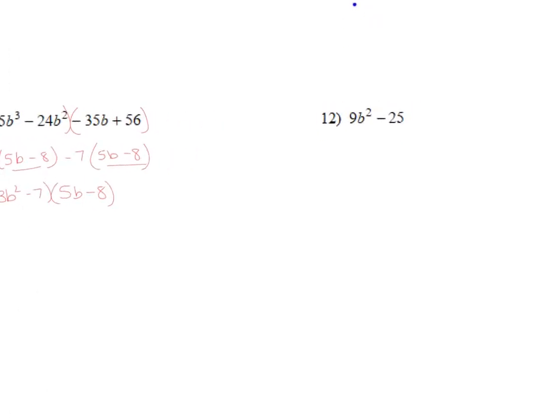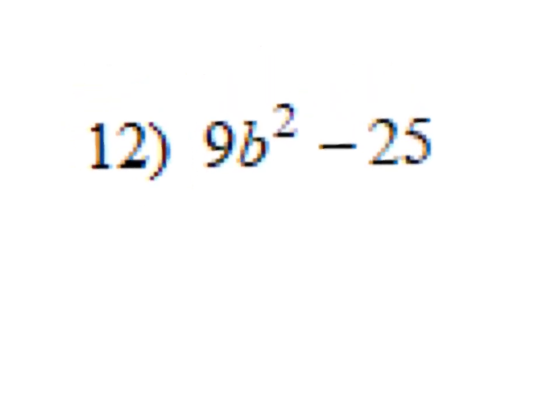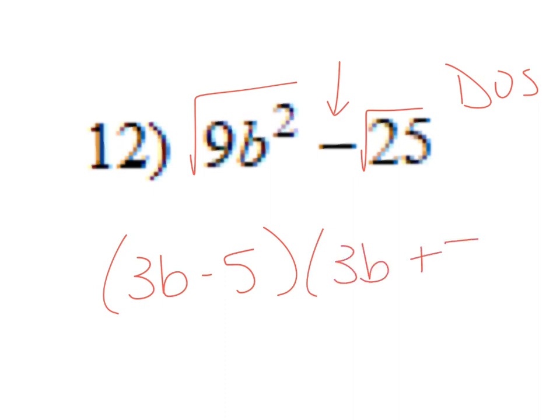Okay, number 12. All right, so this one's looking like a difference of squares. There's no GCF. So I'm looking, can I square root it and break it down? Yep. Do I have subtraction? Yep. And can I square root? So this is a difference of squares. So I'm going to get 3b minus 5 and 3b plus 5. And that's going to be my final answer.